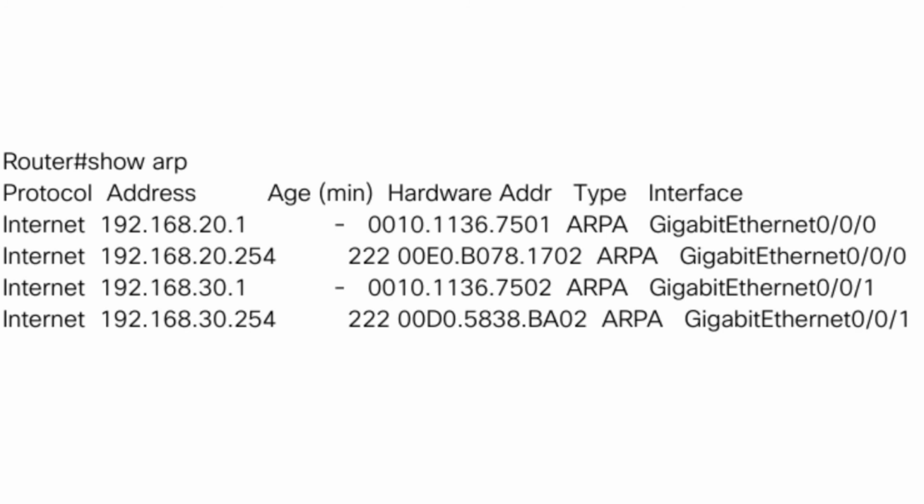Here's a picture of the router's ARP table. You see the ARP command that was used in enable mode. First is the protocol, which is most likely always going to be Internet because of the layer we are working in. Next, you also see the IP address and the MAC hardware address.